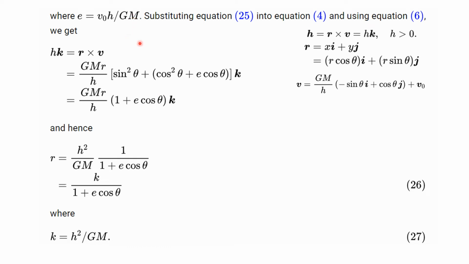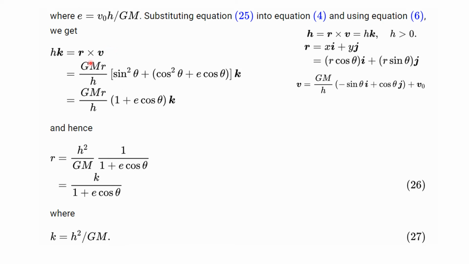But if I take E to be this, it works. So now we're going back to some of our basic principles. Recall that H was equal to R cross V, and that was H times K, where H was bigger than 0. And so I'm recreating part of that.